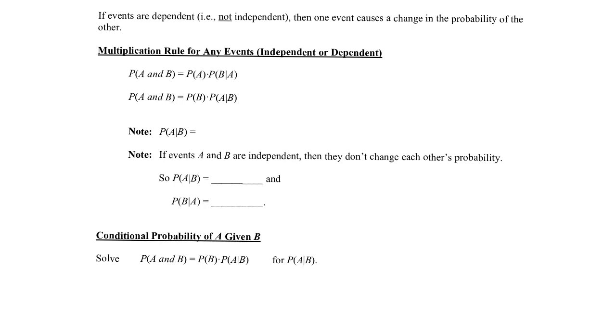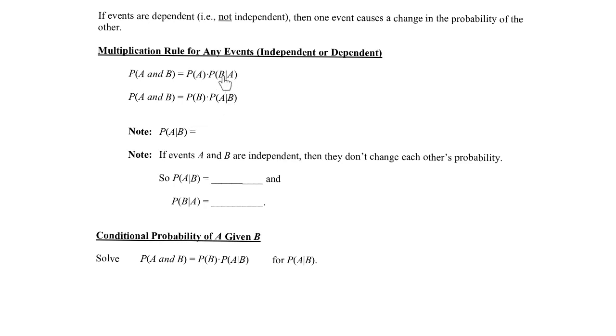So first we have to know about what this new notation is. So this right here, this probability of A and B, and then we've got this probability of A times the probability of B given A. So we need to talk about what that means. But notice this is for independent or dependent. The rule above this was just for independent events, but this works for dependent or independent. So here's what we need to know.